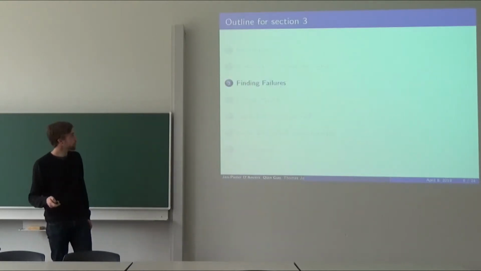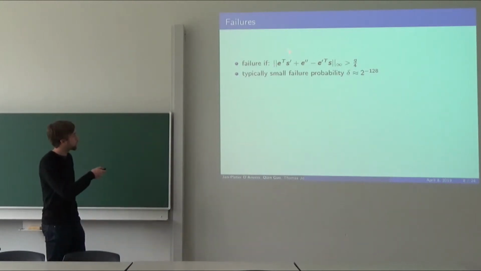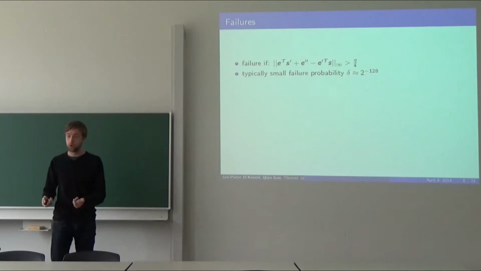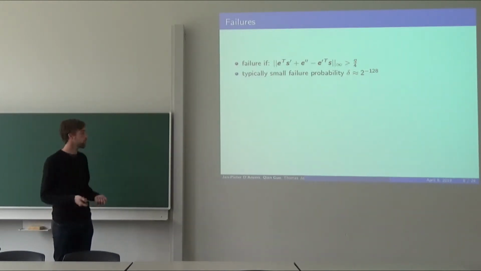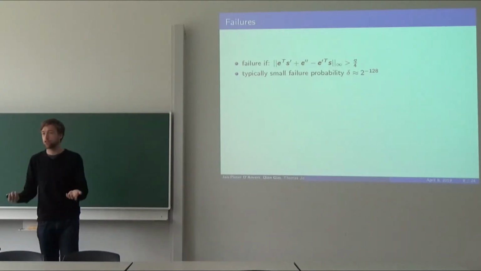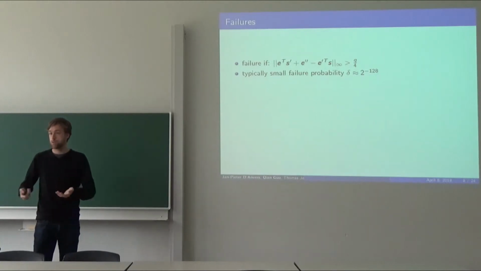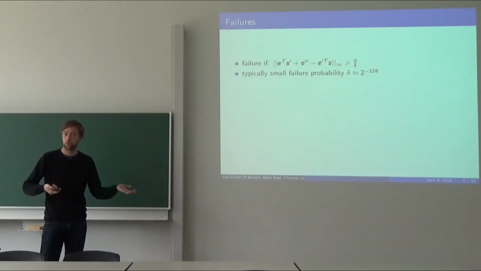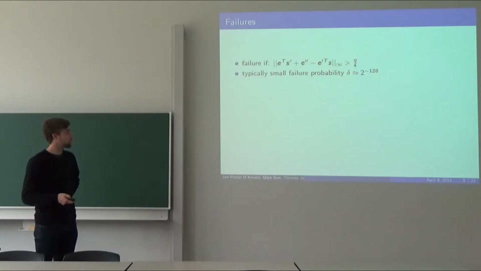We do get a failure if we calculate this noise term, and any of the coefficients in absolute value is bigger than q divided by 4. Then we will have a decryption failure. Typically the parameters are chosen so that this decryption failure probability is 2 to the minus 128, but in terms of real security, we didn't really know what this meant, so it was just educated guessing.